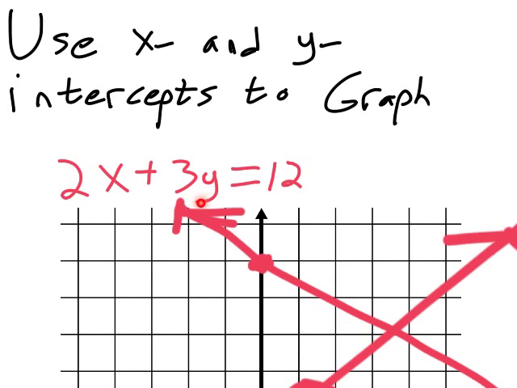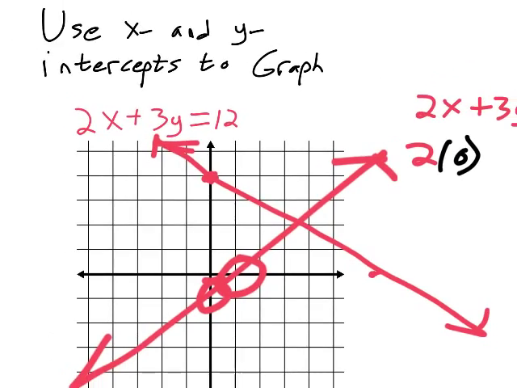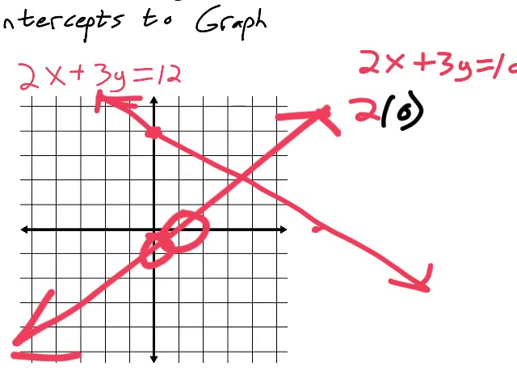Cover up 3y with your finger. Pretend it's not even there. You've got 2x equals 12. Solve that equation by dividing by 2. You've got x equals 6. That's the x-coordinate. And so some teachers call that cover up, because you can just physically put your finger over one of the variables and its coefficient and solve.